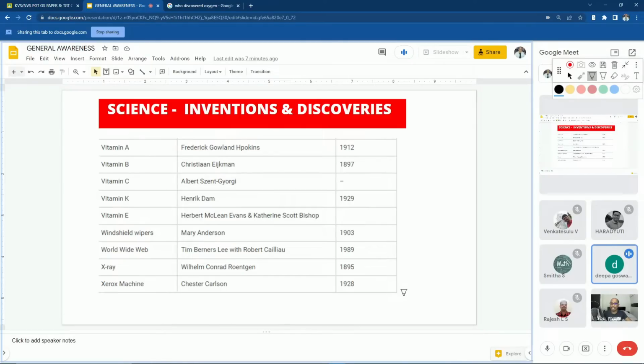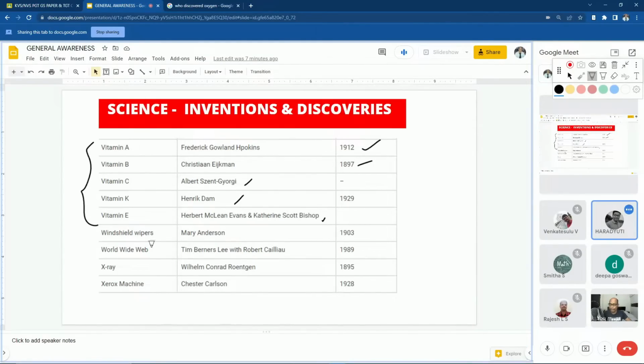Right. Next, Rajesh sir. Sorry, Goji. Vitamin A, Frederick Gowland Hopkins, 1912. Vitamin B, Christiaan Eijkman, 1897. Vitamin C, Albert Szent-Gyorgyi, date not mentioned. Vitamin K, Henrik Dam, 1929. Vitamin E, Herbert McLean Evans and Katharine Scott Bishop.